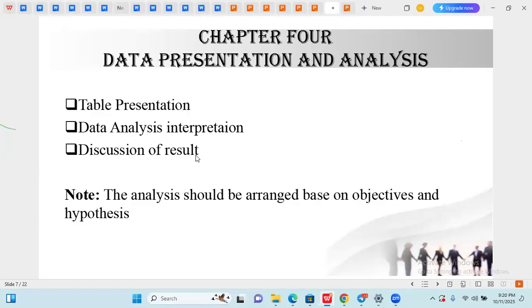Now, I said notes. The analysis should be arranged based on objective and hypothesis. Remember, these are our lectures. Today is our lecture, tomorrow is our practical session. The analysis should be arranged based on what? Objectives and hypothesis. Don't just do analysis. Don't just write your chapter 4 anyhow. Follow a guide, so that anybody seeing your chapter 4, going through the analysis, will understand each table, because it's answering objectives one after the other.